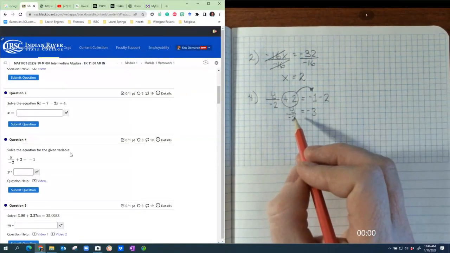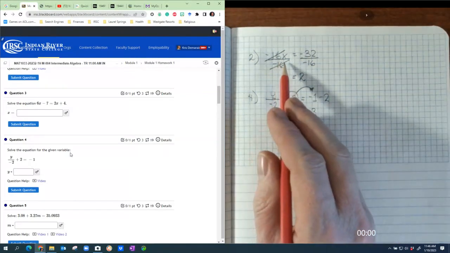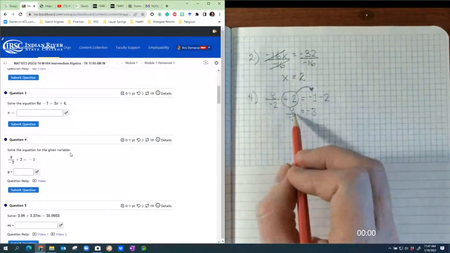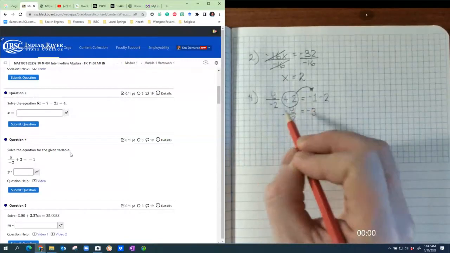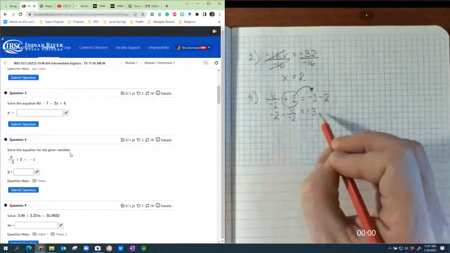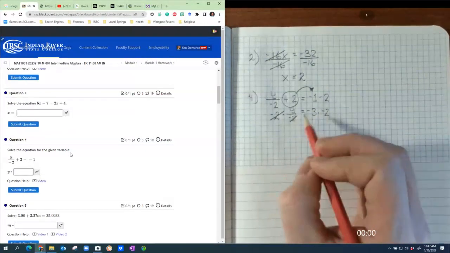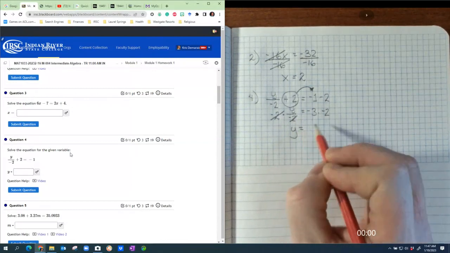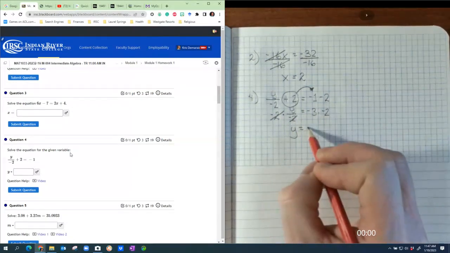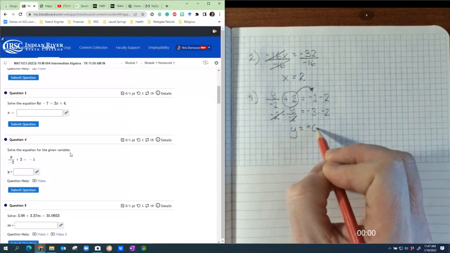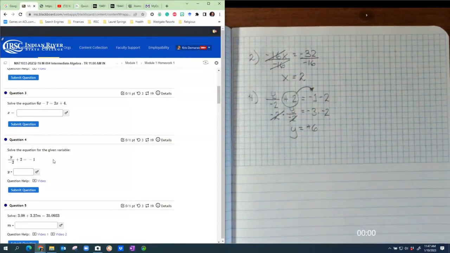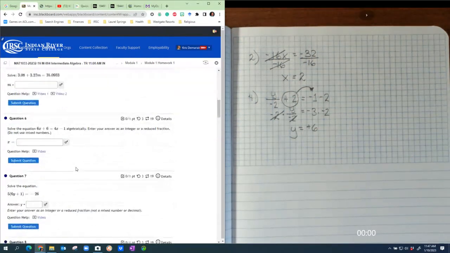Now, in order to undo division, just like up here, where we undid multiplication through division, to undo division I have to use multiplication. So it's the opposite operations. What I do to one side, I must do to the other. So I'm going to multiply both sides by negative 2 in order to get y by itself. So then negative 3 times negative 2 is positive 6. All right, and that's the answer. Very simple. Good stuff.